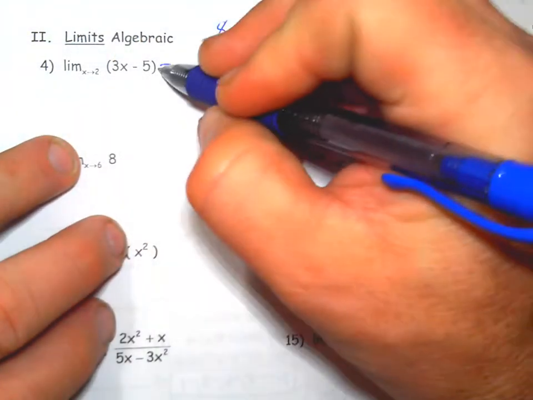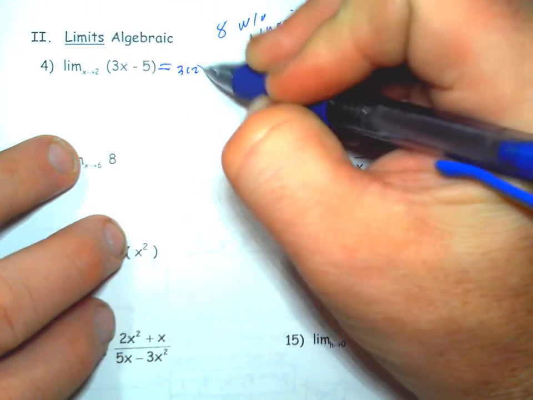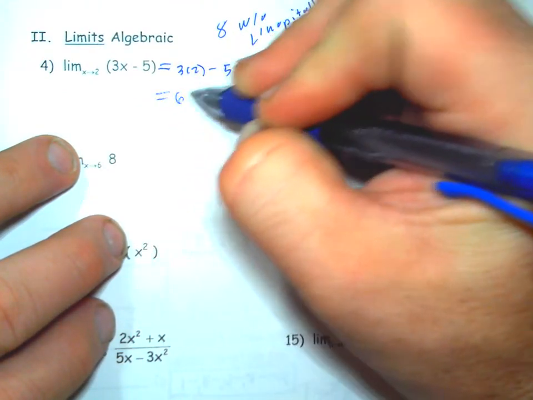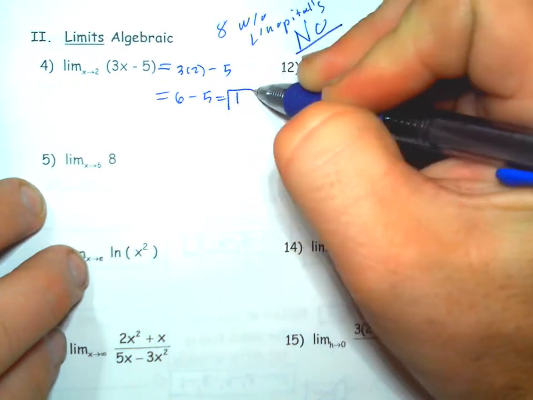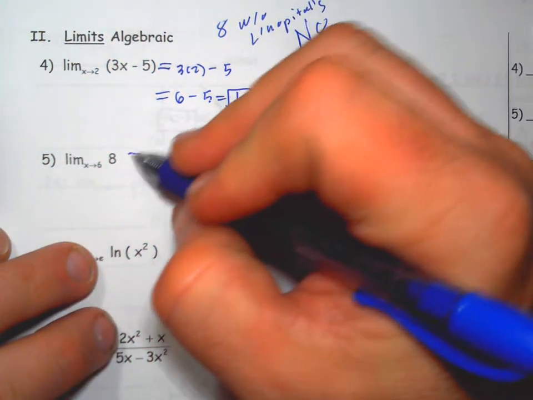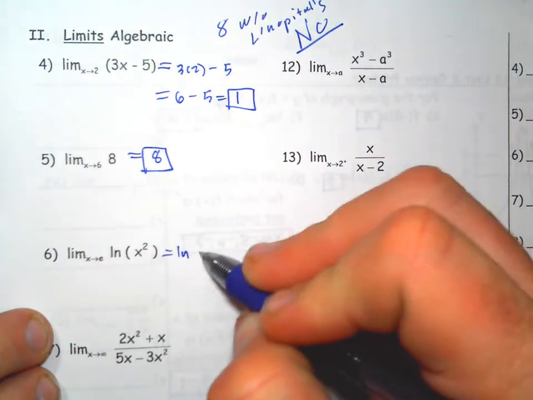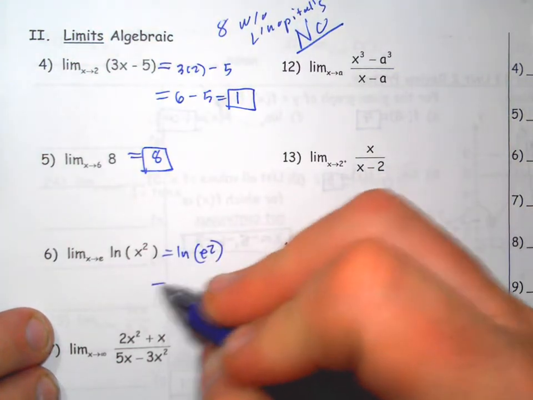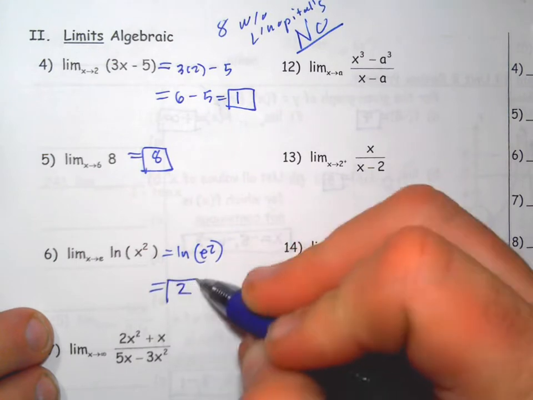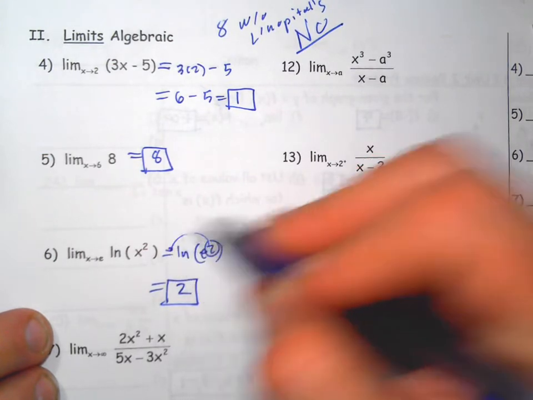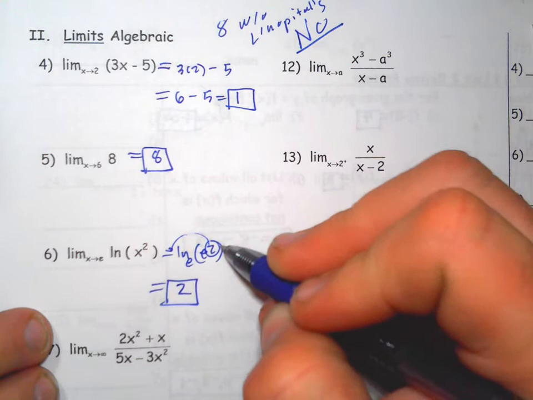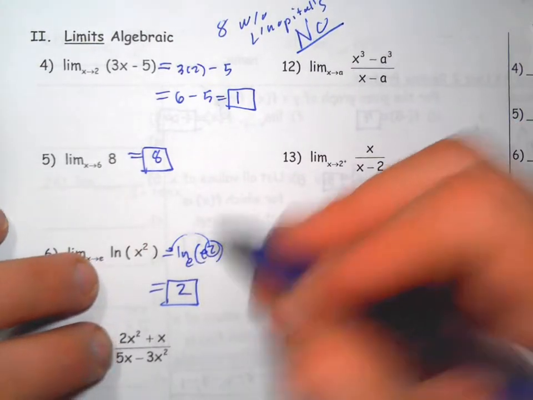Now substitution, 3 times 2 minus 5. 6 minus 5 is 1. Okay, that's pretty easy. This one's 8, super easy. This one is natural log of e squared. That's not good enough for your final answer. You should say 2 for the final answer because you either moved it in front, power rule, or you say whatever is e to the what to get e squared, 2. Natural log e is 1.